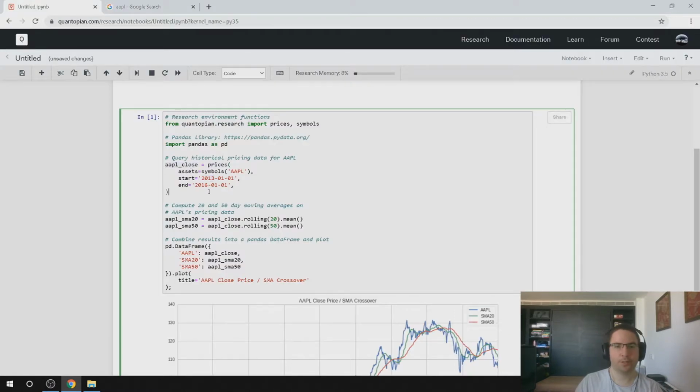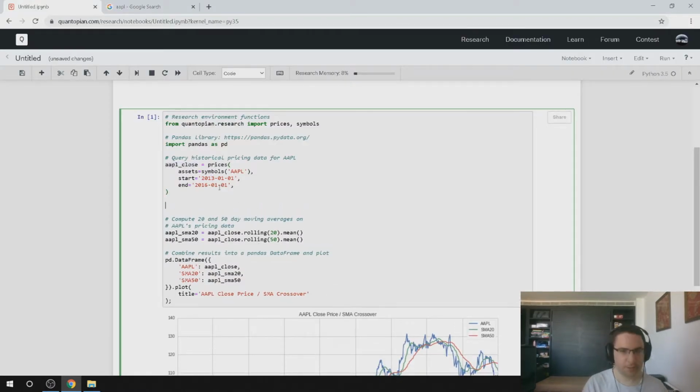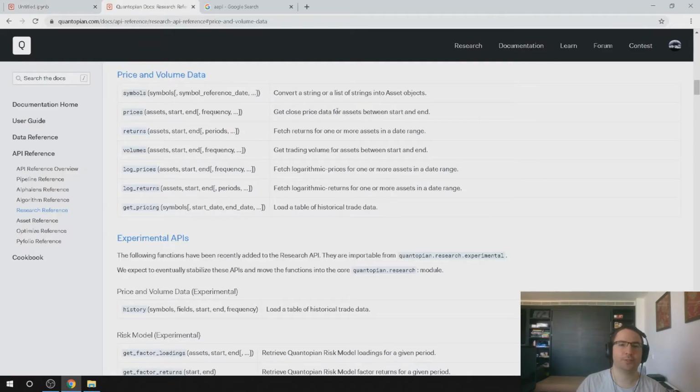Apple closed. So I guess there's some default value for prices that means close. Give me some autocomplete. Come on. Learn. Prices just gets you close prices. Fair enough. I guess that's all anyone cares about.